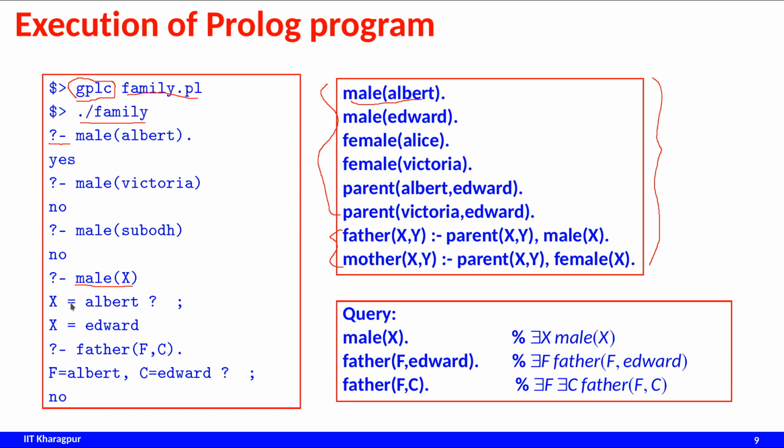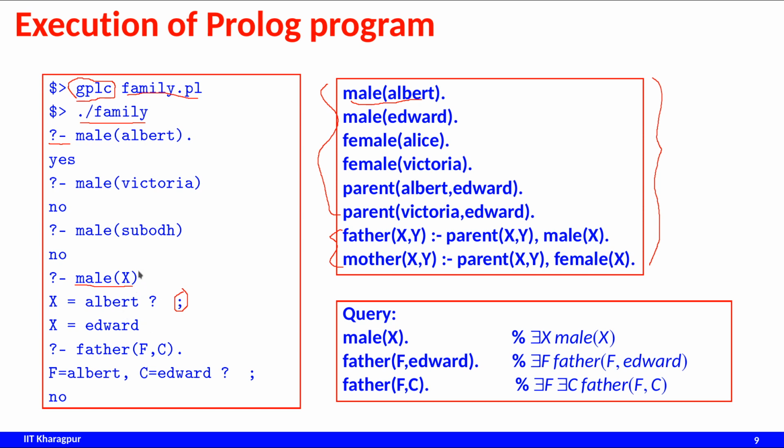So if you are interacting with Prolog, and you type male X, it will prompt you X equals Albert with a question mark. Then you type a semicolon, which means this is a match I'm not looking for, so try to figure out the other match. In other words, the interpreter finds the other solutions. So it will basically print these two things.